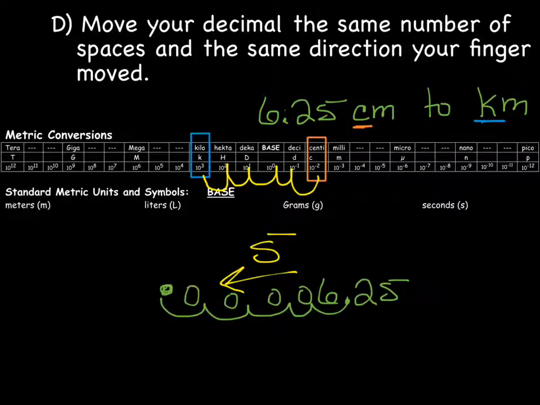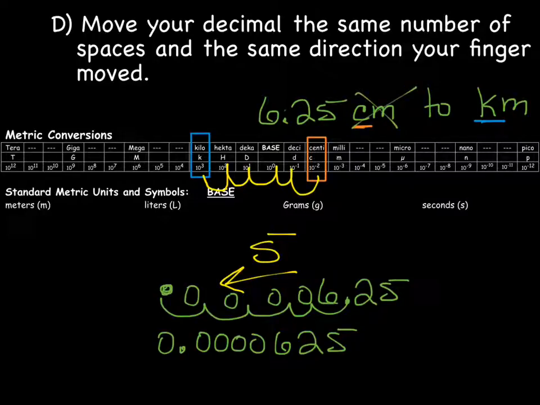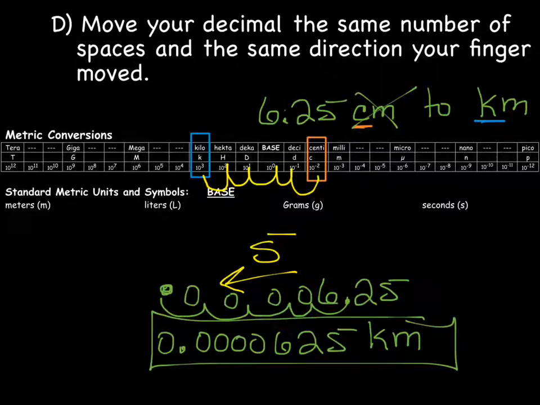So we're going to have 0.0000625. You always put a 0 as a placeholder in front of a decimal. So we have a 0, 4 zeros, and 625, and we've just converted units. So we no longer are in centimeters. We are now in kilometers. And that is our final answer. Hopefully you don't think that's too bad. It's actually fairly easy.